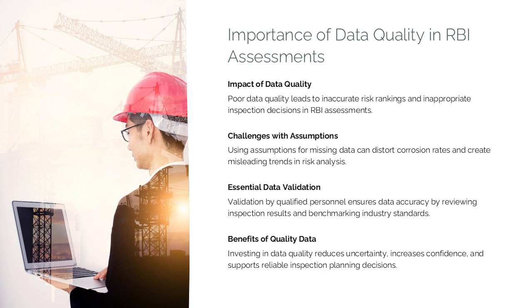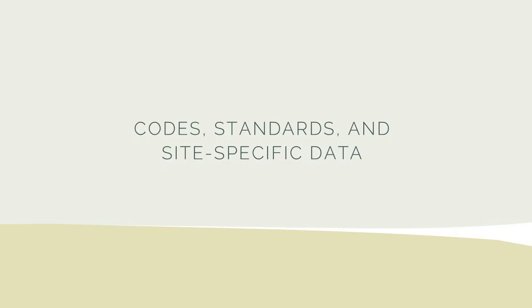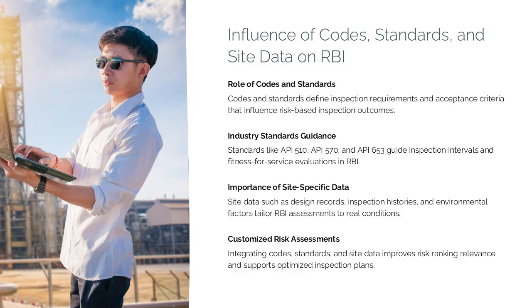It also helps dispel the misconception that RBI is overly time-consuming by preventing costly rework caused by poor or unreliable data. Influence of codes, standards, and site data on RBI. Codes and standards play a crucial role during the RBI data collection stage, as they define inspection requirements, acceptance criteria, and evaluation methods that directly influence risk outcomes.